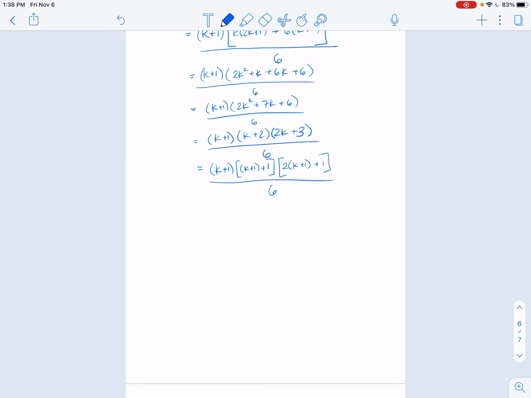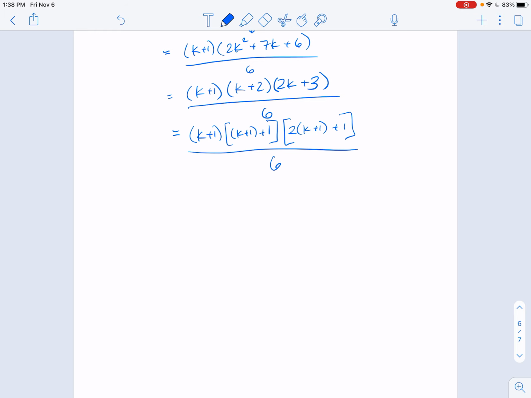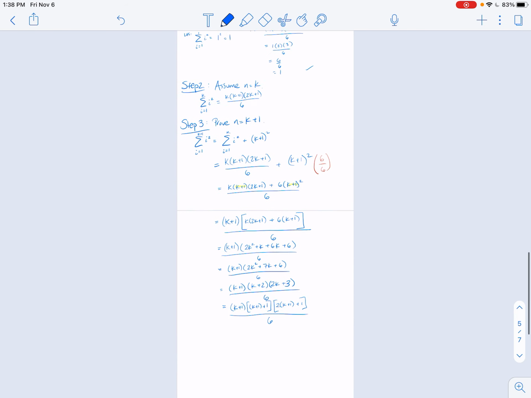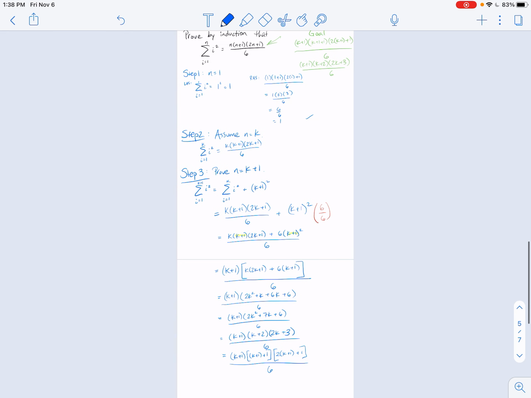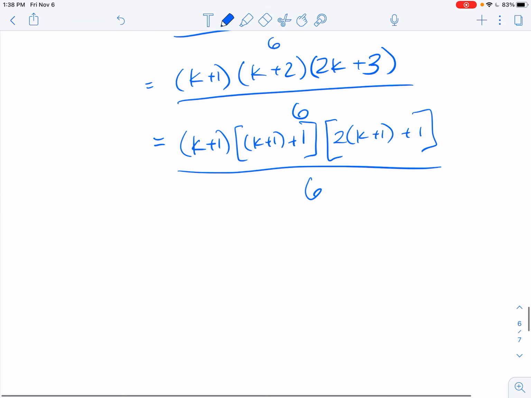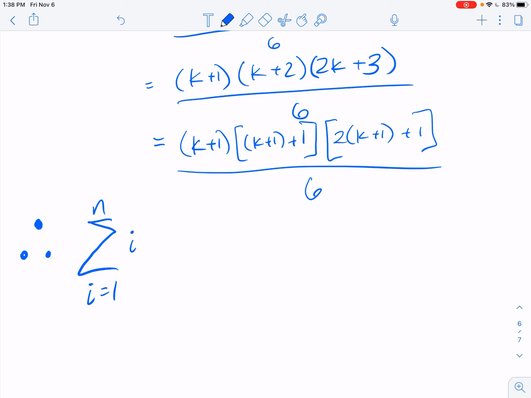And now we can say we've shown it. Our original equation, everywhere we had an n before, we now have a k plus 1. So life is great. We can therefore say, therefore is those 3 little dots, therefore the sum as i goes from 1 to n of i squared is equal to n times n plus 1 times 2n plus 1, all divided by 6. And there we go.